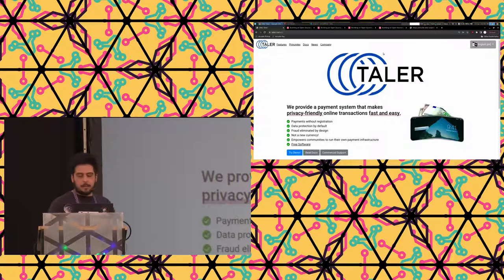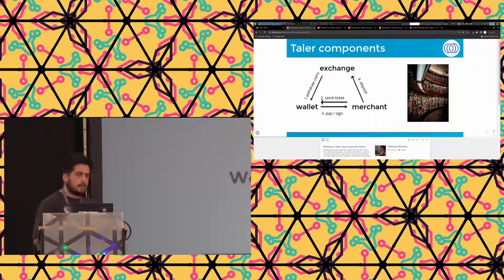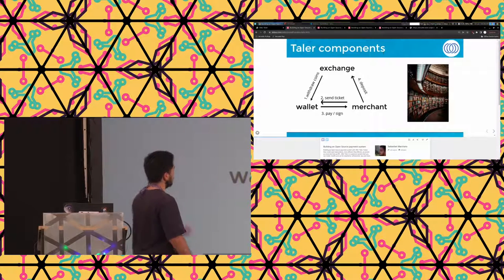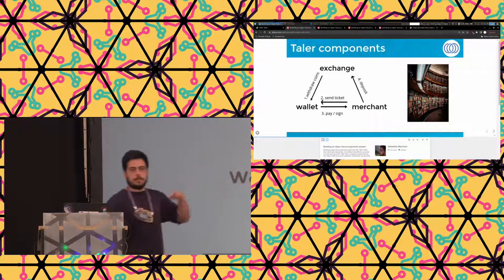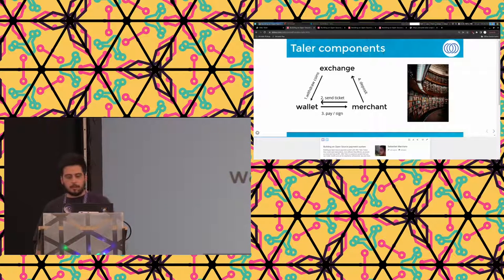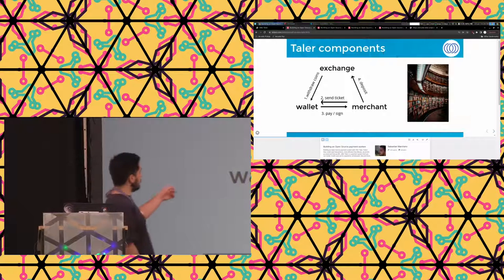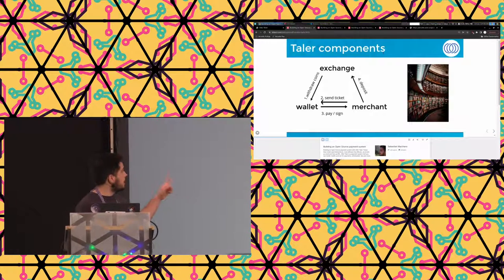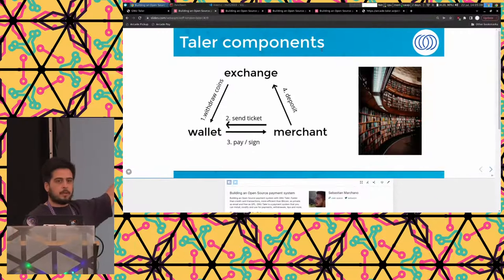But if you don't, you may want to remember that there is an exchange where we can withdraw money with our wallet, which we can install as a web extension or as a mobile app on Android. We can use the wallet to withdraw money and pay a merchant that has a back office installed, and the merchant can then deposit the money. And the nicest feature is that it is completely private.